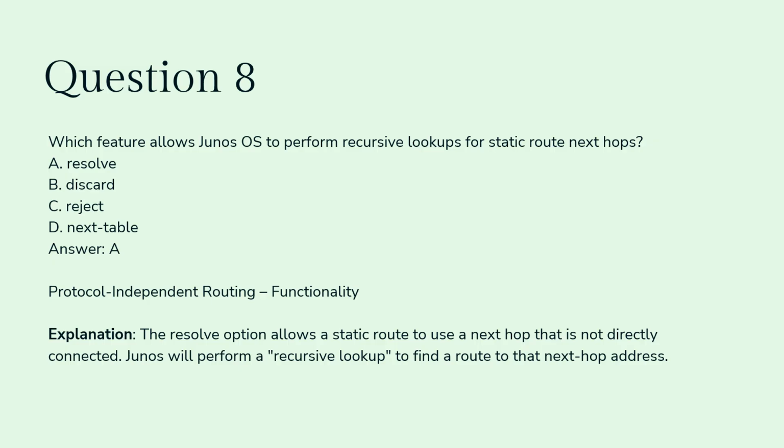Which feature allows Junos OS to perform recursive lookups for static route next hops? A. Resolve. B. Discard. C. Reject. D. Next table. Answer: A. Protocol-independent routing, functionality. Explanation: the resolve option allows a static route to use a next hop that is not directly connected. Junos will perform a recursive lookup to find a route to that next hop address.